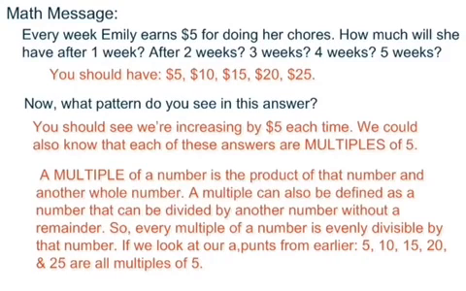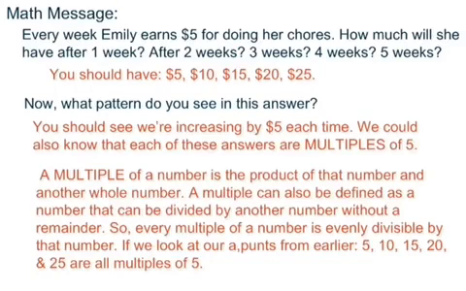Okay. So the pattern, you should see that we're increasing by $5 each time. We could also know that each of these answers are multiples of 5, right? Because you can see 5 times 1 for 1 week is 5. 5 times 2 for 2 weeks is 10. 5 times 3 is 15, right? So I can think about it like that.